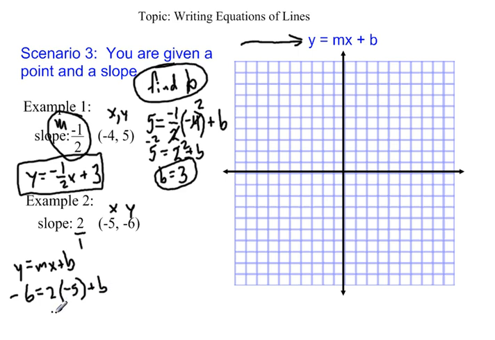So 2 times negative 5 is negative 10. So I have negative 6 equals negative 10 plus b. To solve for b, I add 10 to both sides. So negative 6 plus 10 gives me that b equals 4. Now I have found b. I have my y-intercept. I was already given my m, which is 2.